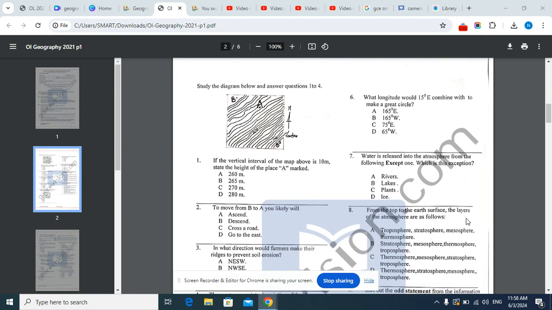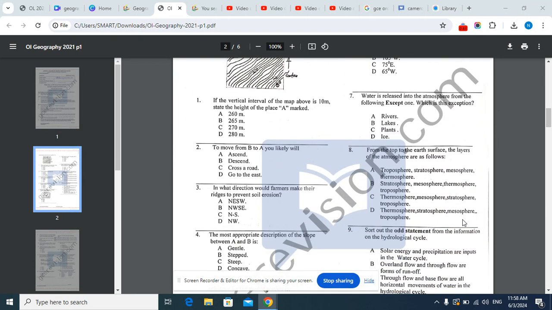Question 1. If the vertical interval of the map above is 10 meters, state the height of the place A market. The answer is B.